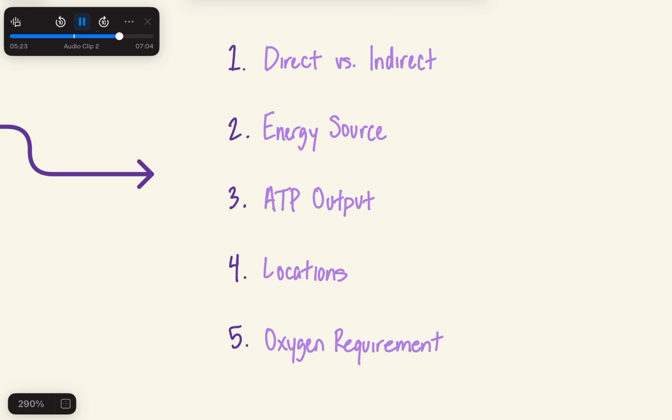So another thing would be their energy source, which substrate level will use free energy released from the reactions, and the oxidative phosphorylation will use the energy from the electron carriers to power the electron flow between the electron transport chain. Another thing between the two is that oxidative phosphorylation will make 90% of ATP, usually between 28 to 32, and substrate level will only make a little bit. It's like 4 ATP between two processes.